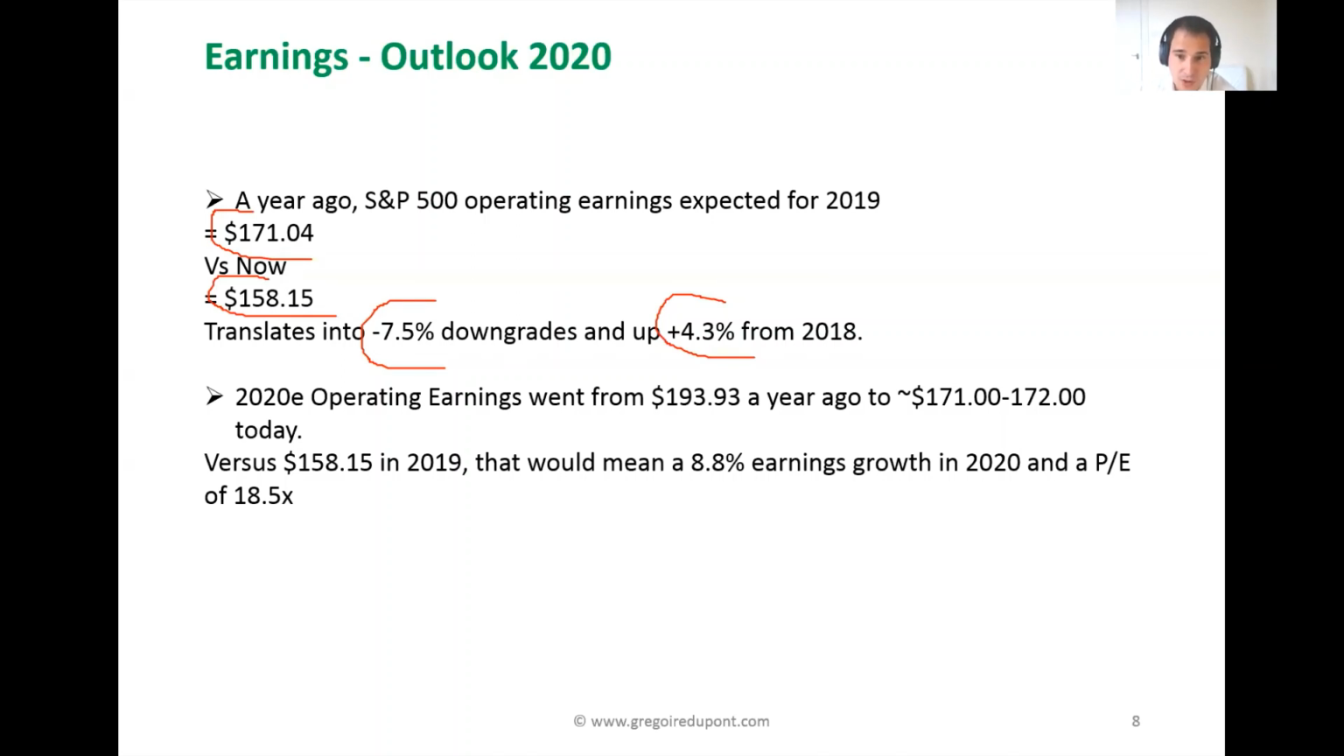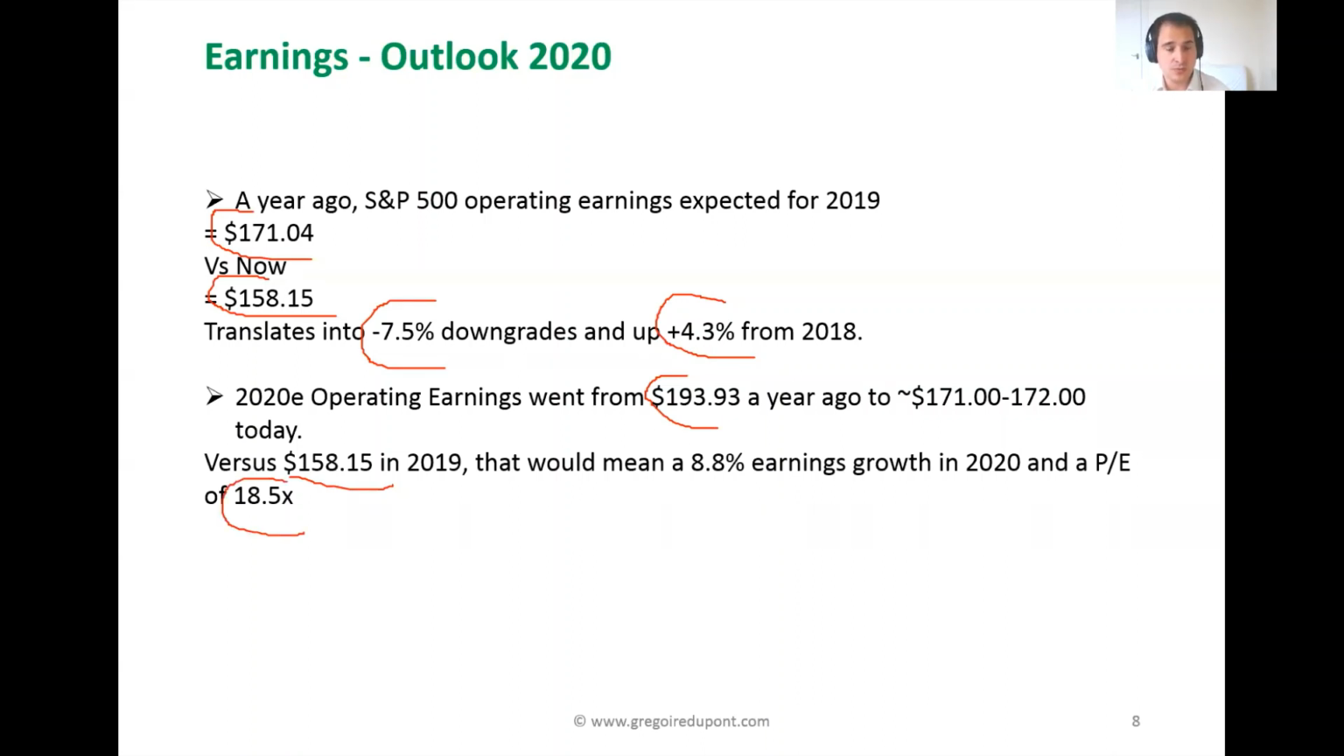As we've seen on the previous page, the S&P operating earnings are expected to grow to around 171 to 172 US dollars for 2020. Operating earnings went from $194 a year ago to 171 to 172 today. So what does it tell you versus the $158 in 2019? That will mean an earnings growth for 2020 of around 8.8% and a PE of 18.5.